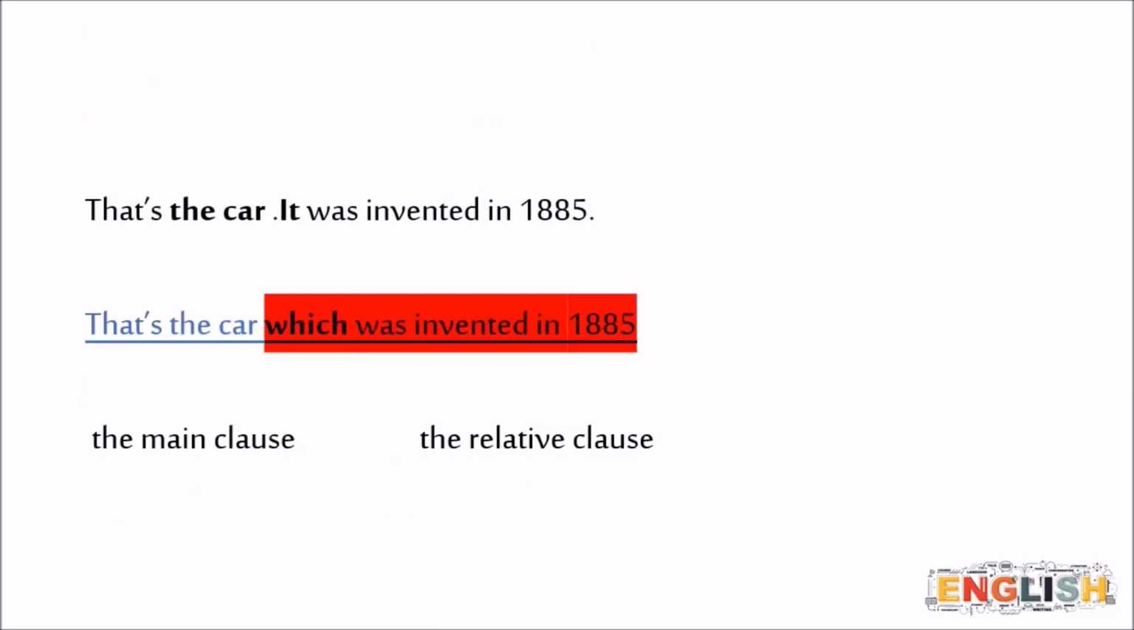Okay, let's move now to example number 3. That's the car. It was invented in 1885. So here, as you can see, we talk about the car, so which is a thing. So we say that's the car which was invented in 1885. Here we replace the car and it with the relative pronoun which. So the main clause is that's the car, and the relative clause will be which was invented in 1885.